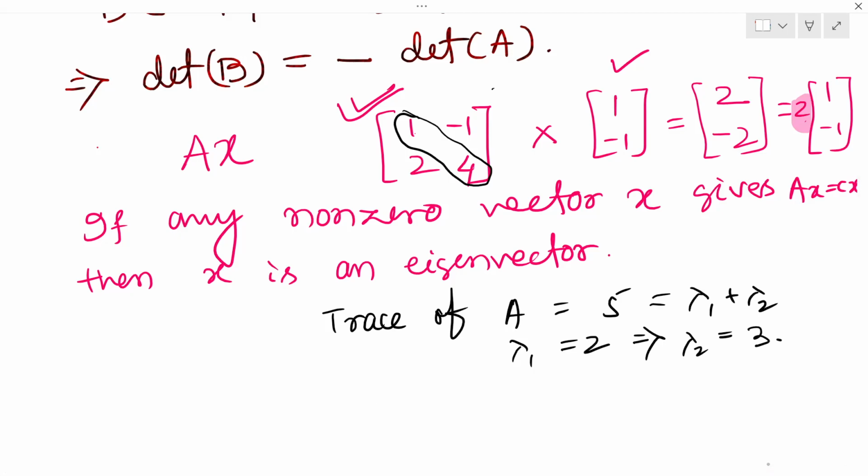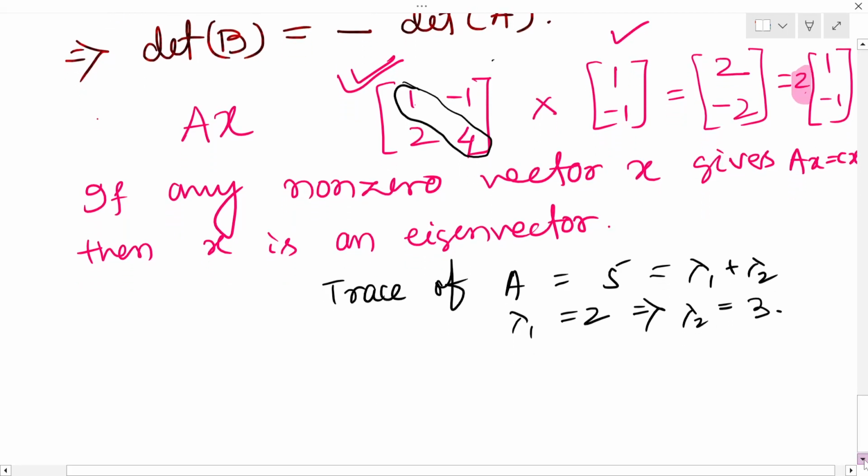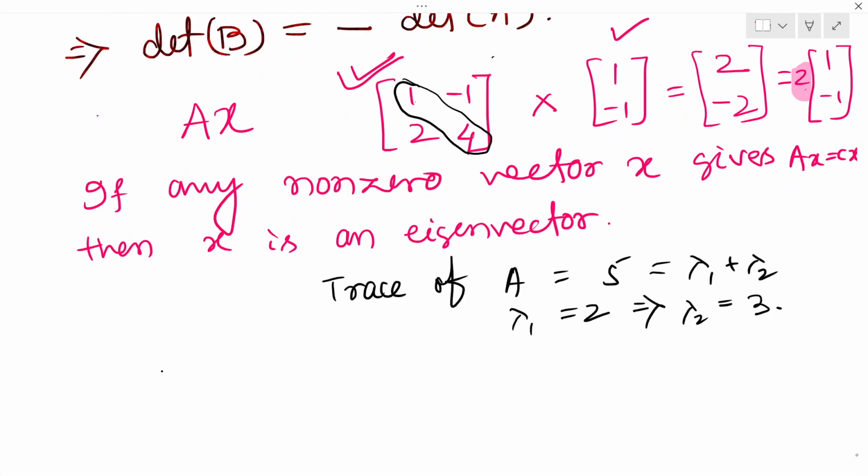Suppose somebody asks me, a matrix A is given. Suppose in some exam, maybe the GATE exam or NET exam somewhere, A is given, and you are also given one eigenvector, V1. You are expected to find the other eigenvalues.